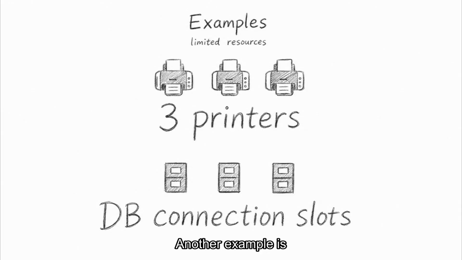Another example is the database connection pool. If a server has only 10 database connections, we can use a semaphore with the value 10. Then only 10 requests can use database connections at the same time. Other requests have to wait. This prevents too many tasks from using the resource at once.